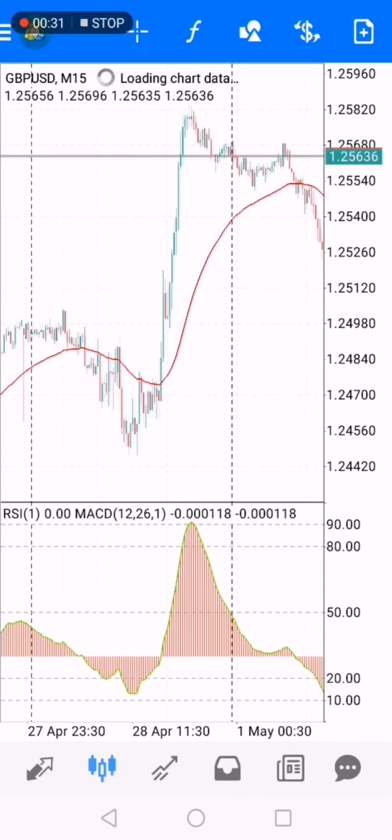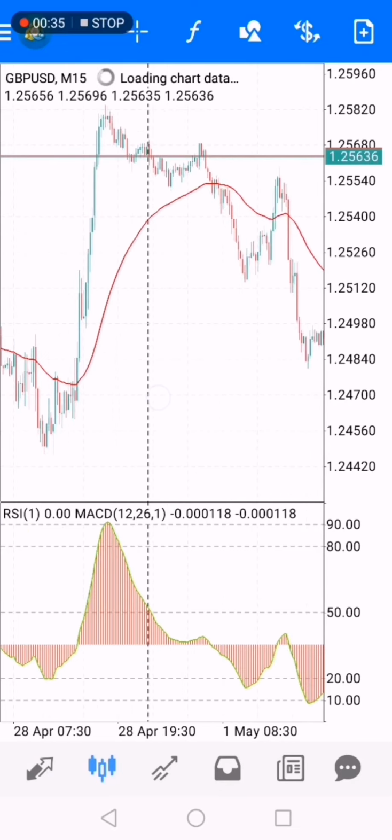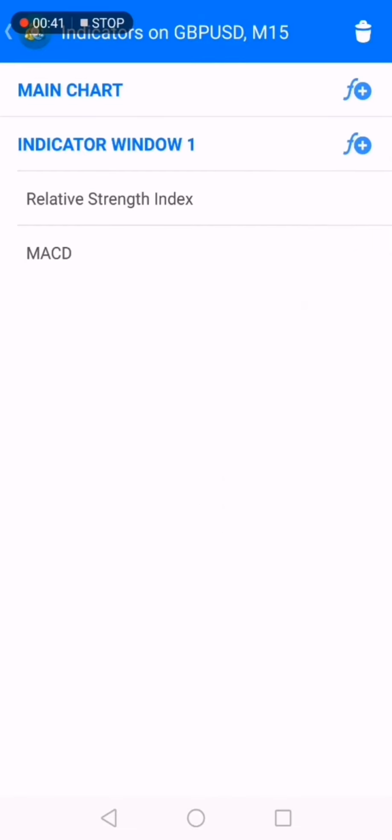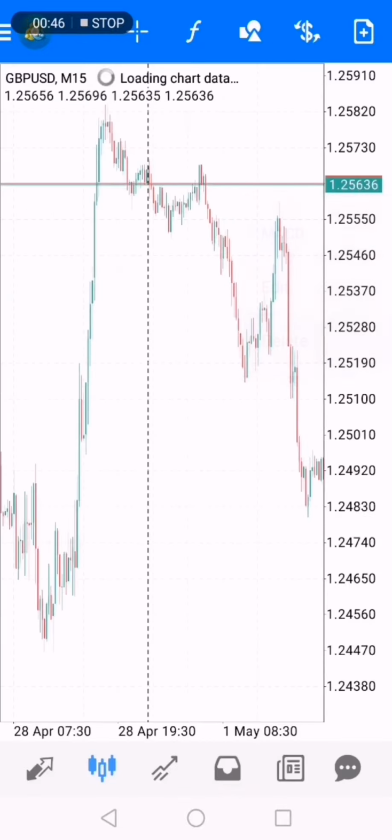So I'll start off by deleting the indicators that I already put. So yeah, let's delete these and these and this. So yeah, our chart is now clear.